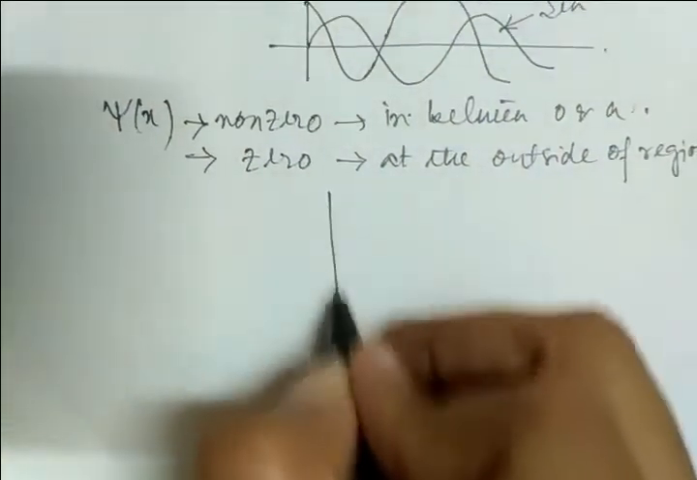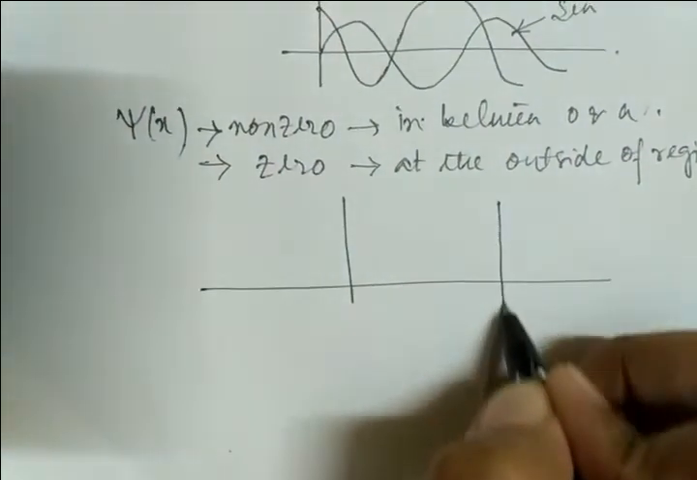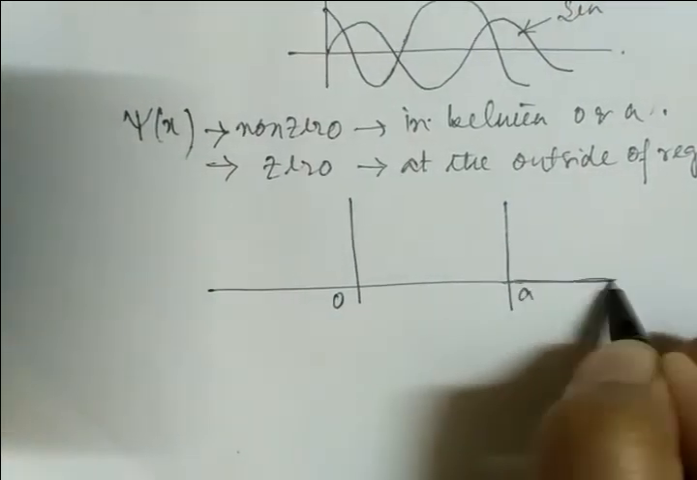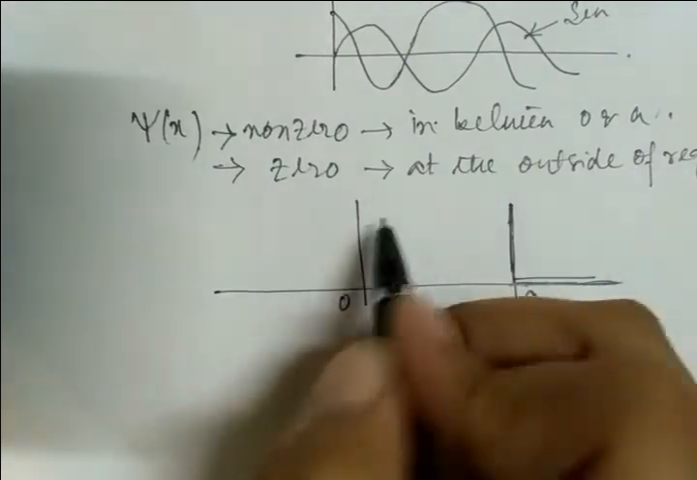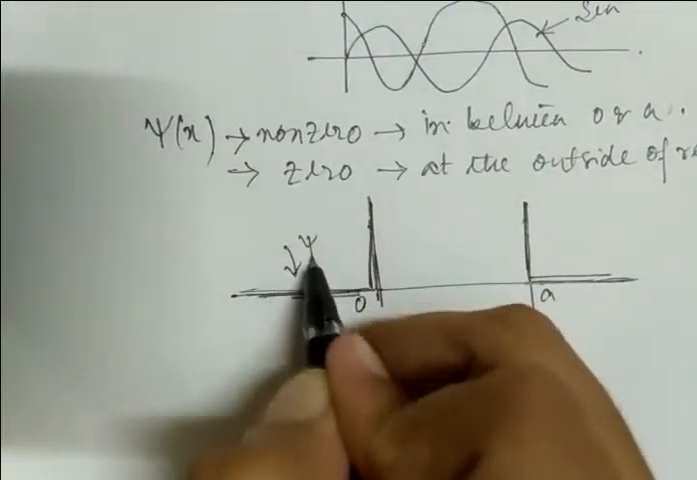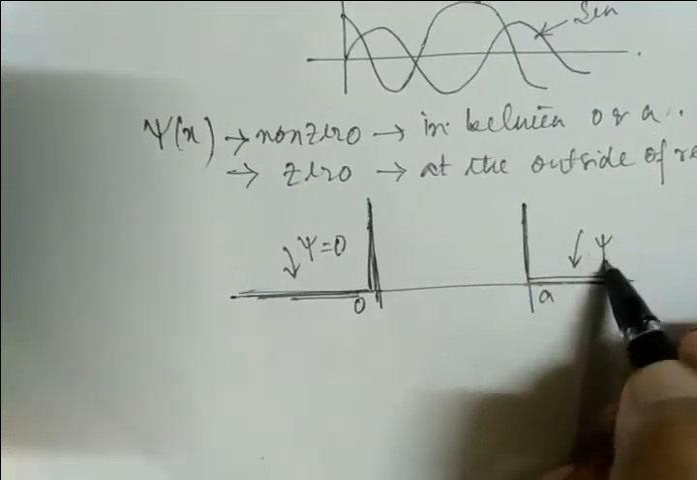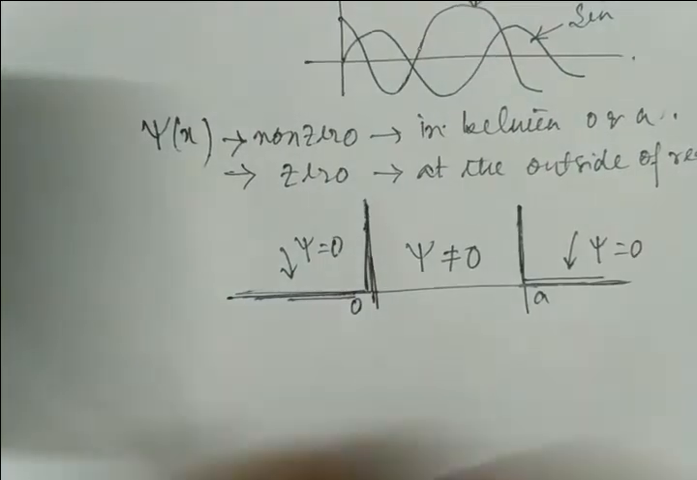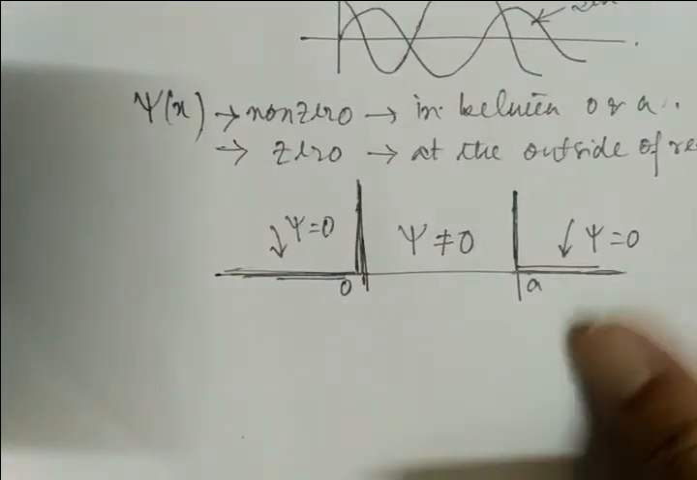Okay, so again I am showing this drawing. If it's a bounded region between 0 and A, this is the region. Outside this portion and this portion the value is 0, but in between the value is non-zero. It is already clear from the previous part. We have already proved this one.